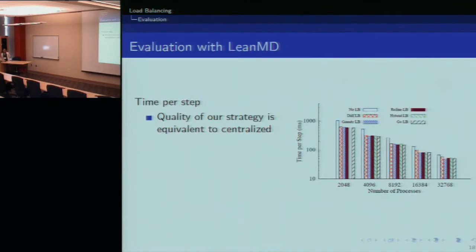So first we start off with LeanMD. We scale it to 32K processes. Here is the time per step evaluation of that. One key thing I would like to notice is that the Grapevine load balancing strategy performs very similar in quality with respect to the centralized strategies. This is the time per step.